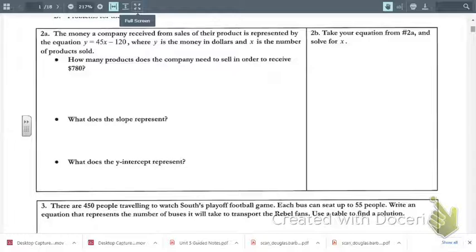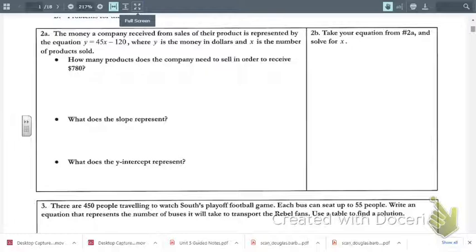Okay, let's go to number 2, and this is where we're going to be given a word problem and be asked to solve an equation. So the money a company received from sales of their product is represented by the equation y equals 45x minus 120, where y is the money in dollars and x is the number of products sold. And then it asks us to answer a bunch of questions. Before we answer those questions, we're going to go over to 2b, and we're going to take the equation from 2a and solve for x.